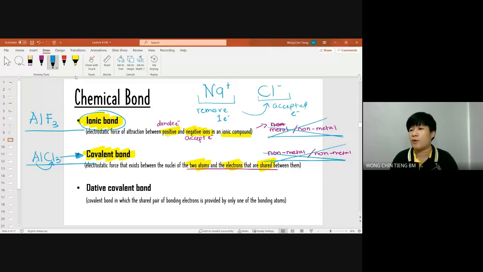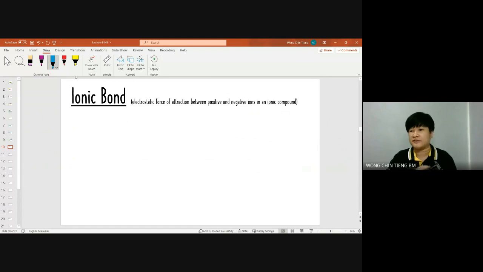Sebab dua-dua orang tak kuat. Bila dia tak cukup kuat, dia tak mampu nak bagi kat orang tu dan orang tu tak mampu nak terima. So bila orang tak mampu, kita more on sharing. Okay? Make sense? And we'll talk about that, don't worry. We'll talk about these two first.